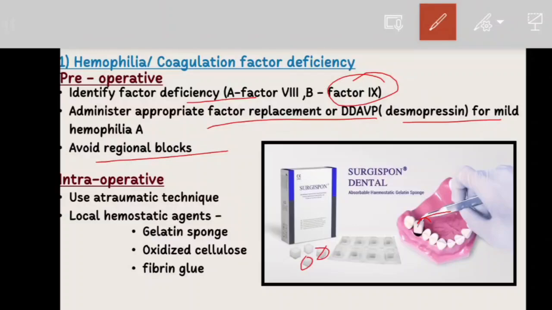Now the second one is intraoperative management. We use the atraumatic technique, and local hemostatic agents like gelatin sponge, oxidized cellulose, and fibrin glue. Viva commonly asks to name the local hemostatic agents, so you have to remember this.